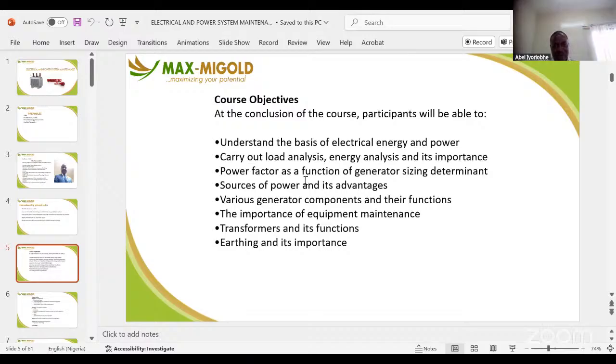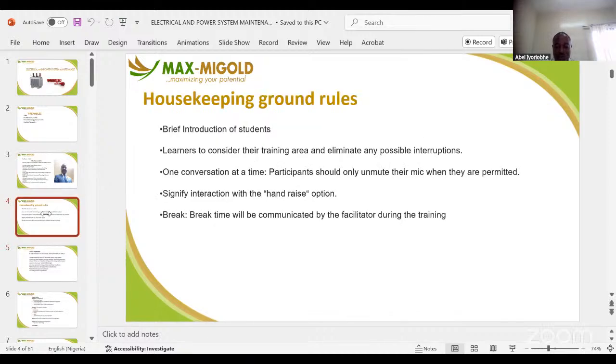Various sources of power and their advantages, various generator components and their functions, the importance of equipment maintenance. Why do I need to pay attention to maintenance? Transformer and its function. And the last part of this class will be earthing and its importance. Why do I need to earth my system after installation?